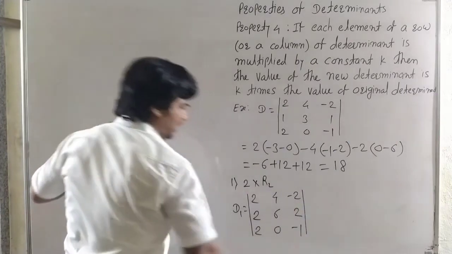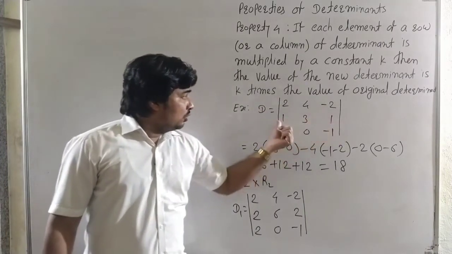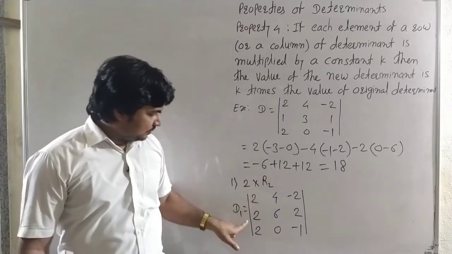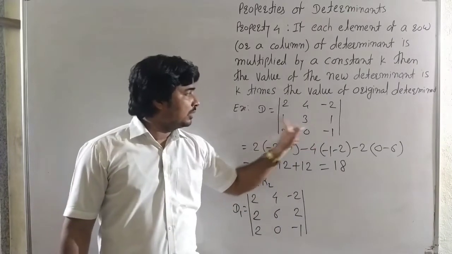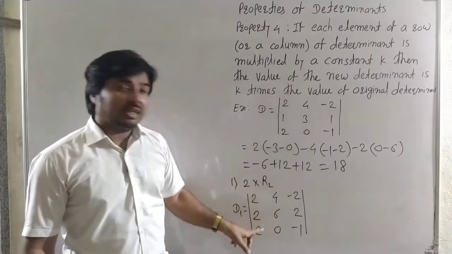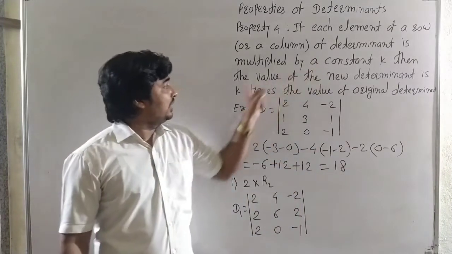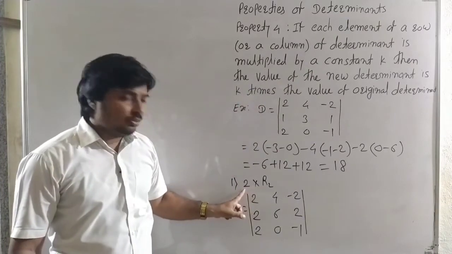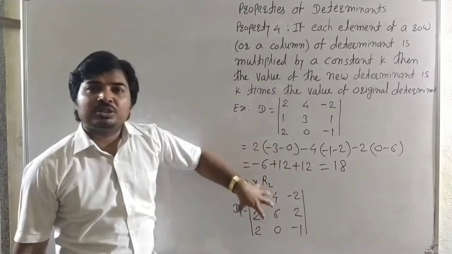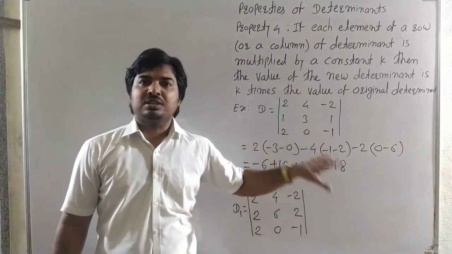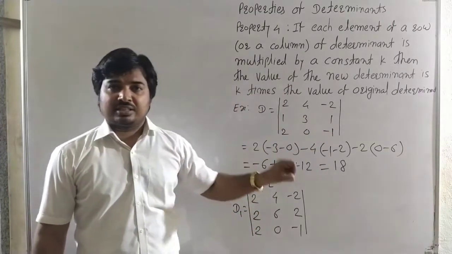See carefully. This is the original determinant, and row 2 is multiplied by 2. Then the obtained determinant has row 2 as 2, 6, 2, from 1, 3, 1 multiplied by 2. Then the value of this determinant is 2 times the original. If we multiply by k, then k times the original. Here we multiply by 2, so 2 times the original, and the original is 18. So the value of this determinant is 2 times 18, that is 36, without calculation.